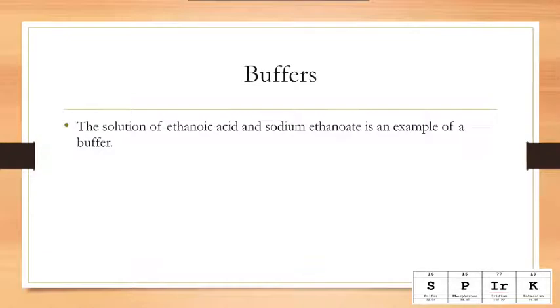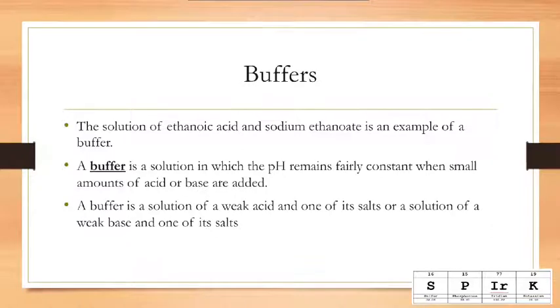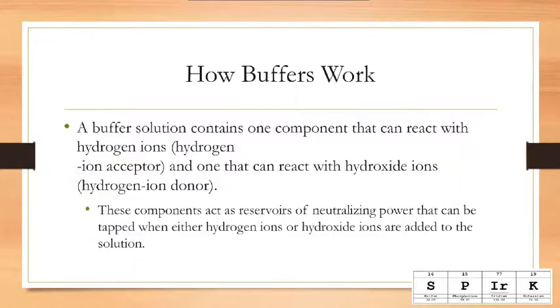A solution of ethanoic acid and sodium ethanoate is an example of a buffer. A buffer is a solution in which the pH remains fairly constant when small amounts of acid or base are added. A buffer is a solution of a weak acid and one of its salts, or a solution of a weak base and one of its salts.